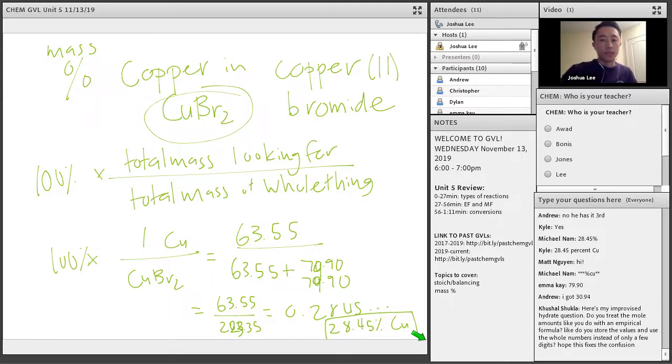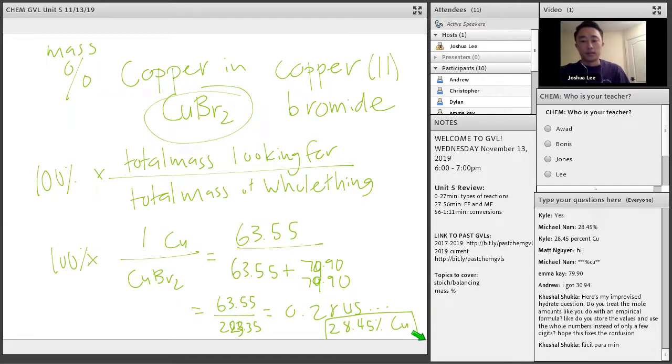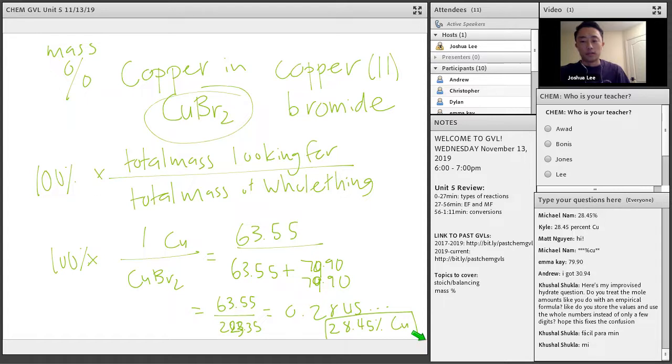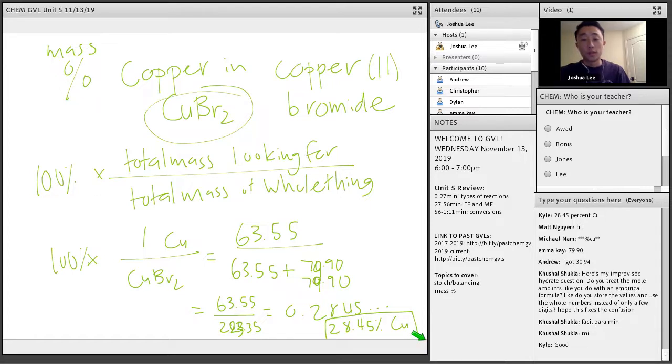How's percent composition? I should probably charge before it just randomly dies on me. Nice. So percent composition is hopefully not that bad. All you have to do is, you guys all know how to find percentages.